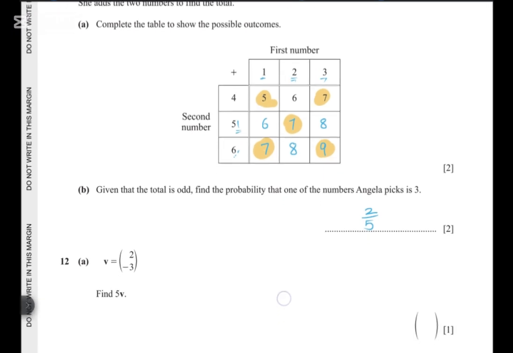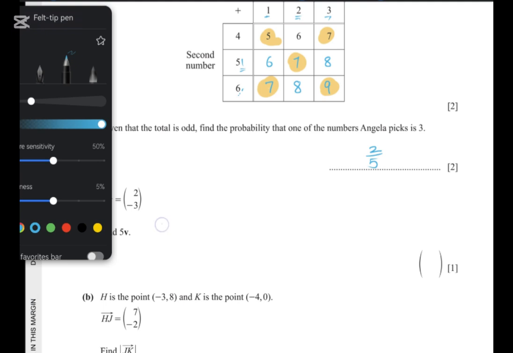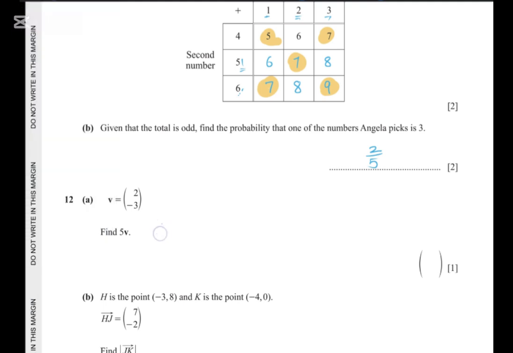Question number 12. V is equal to (2, minus 3). It's a vector question. Find 5V. So 5 multiplied by V will be: 5 into 2 is 10, 5 into minus 3 is minus 15. So that's the answer.